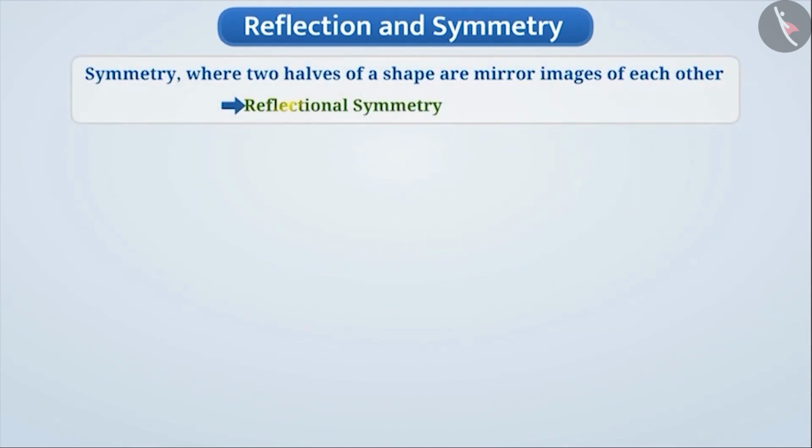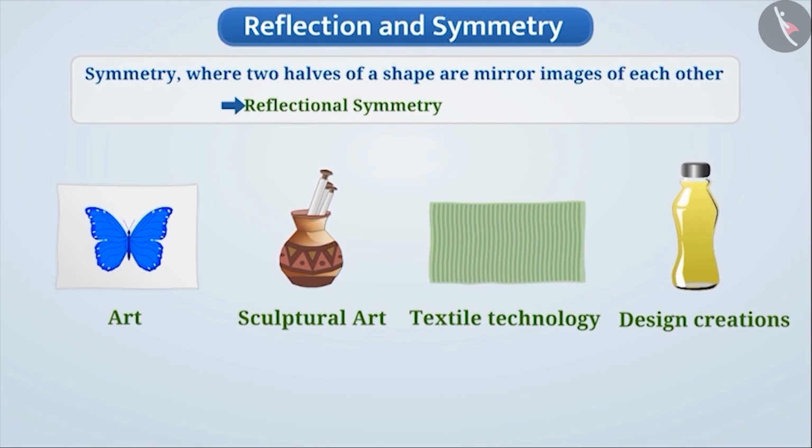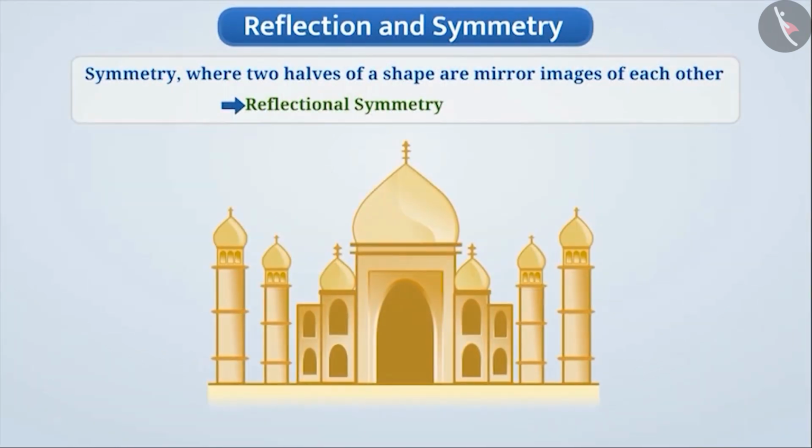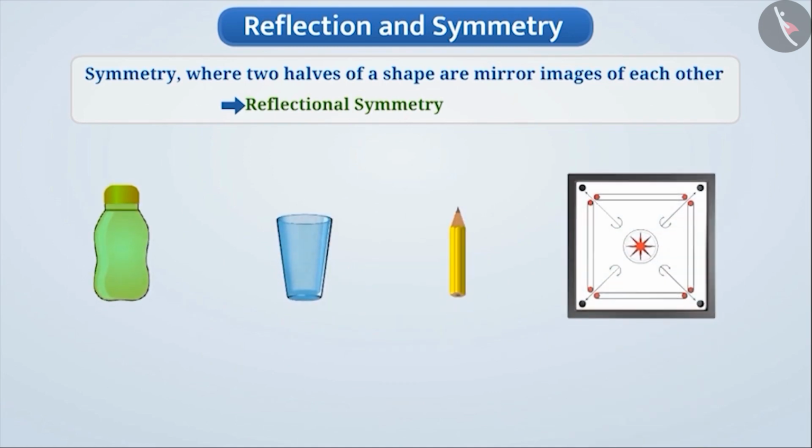In our everyday life, reflection symmetry has proved to be useful in many fields such as art, sculptural art, textile technology, design creations, architecture, etc. Let us understand this with some examples. The Taj Mahal is a famous example of architecture. In this, we see the use of reflection symmetry. Symmetry is also seen in items or objects used in our daily life. It makes the object look attractive.